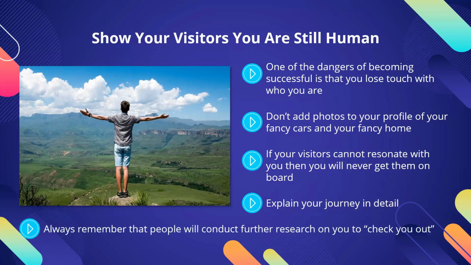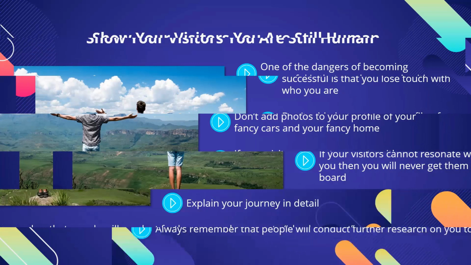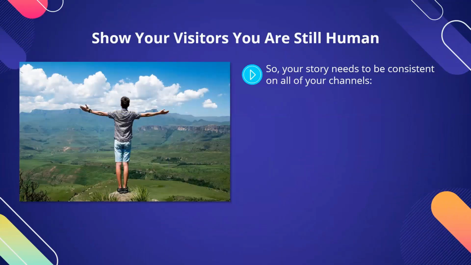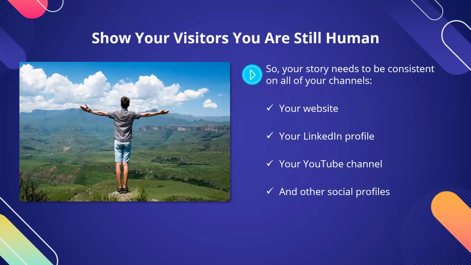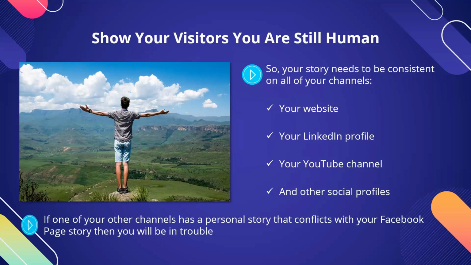Always remember that people will conduct further research on you to check you out. So your story needs to be consistent on all of your channels. Your website, your LinkedIn profile, your YouTube channel, and other social profiles. This is a good thing because it shows that the visitor is interested in getting to know you more. They want to be sure that you are the genuine article and not some internet fraudster. So ensure that there is consistency in all of your public profiles. If one of your other channels has a personal story that conflicts with your Facebook page story, then you will be in trouble. So take the time to check everything out and make any necessary changes. Your personal story really is critical to your influencer success, so it needs to be good and consistent.